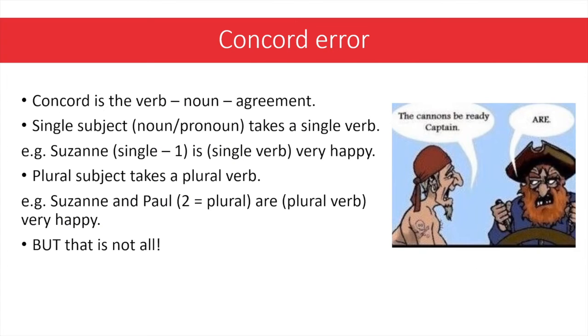All right, now we get to concord errors. No, I'm not talking about the plane. I wish, sometimes. But in grammar, a concord error refers to the way that a word has a form appropriate to the number or gender of the noun or pronoun it relates to. In other words, we call that the verb-noun agreement. My single noun must agree with a single verb.